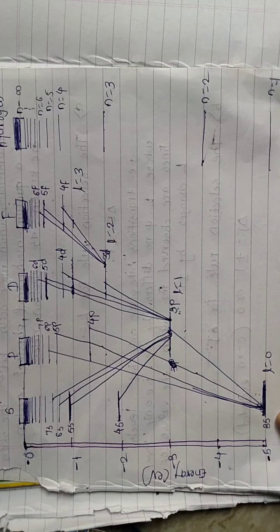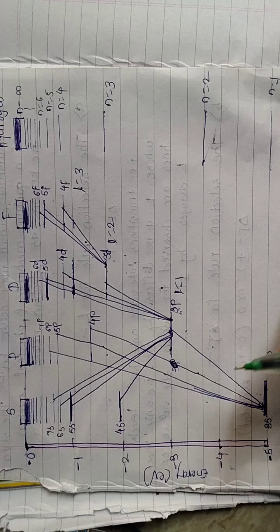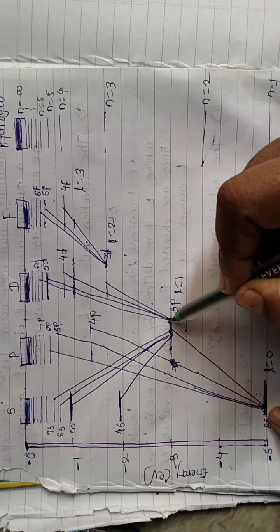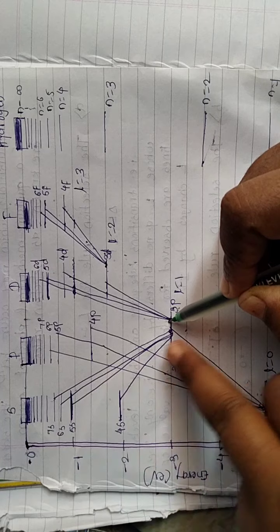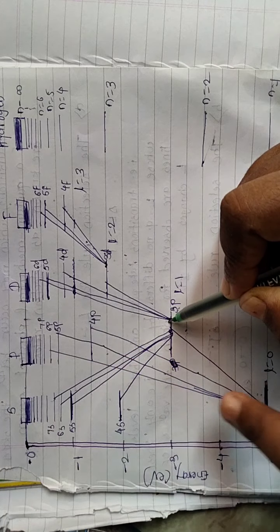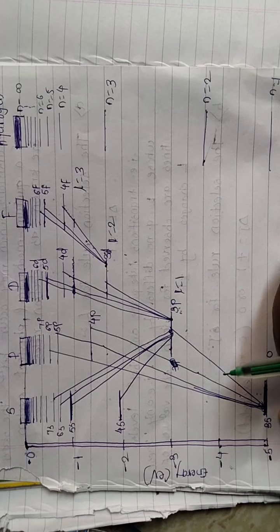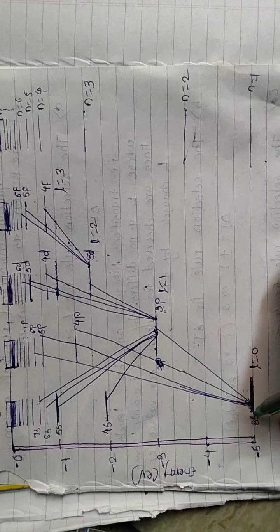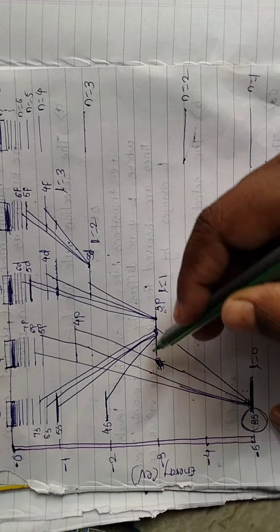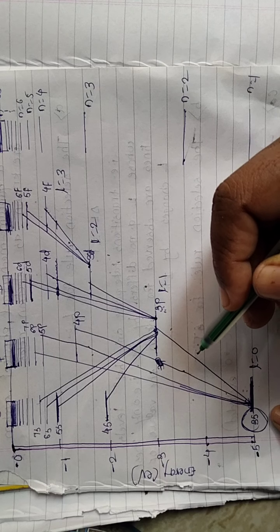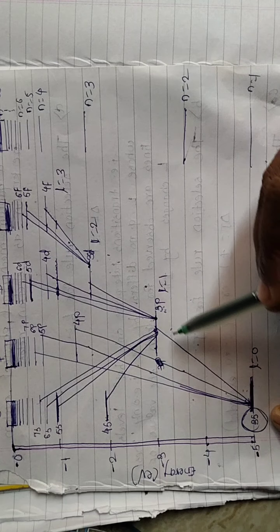So there is only possible transition between s to p. Here the electron is in the 3s energy level, so it may excite to a higher energy level. Which higher energy level? It may excite to the 3p.